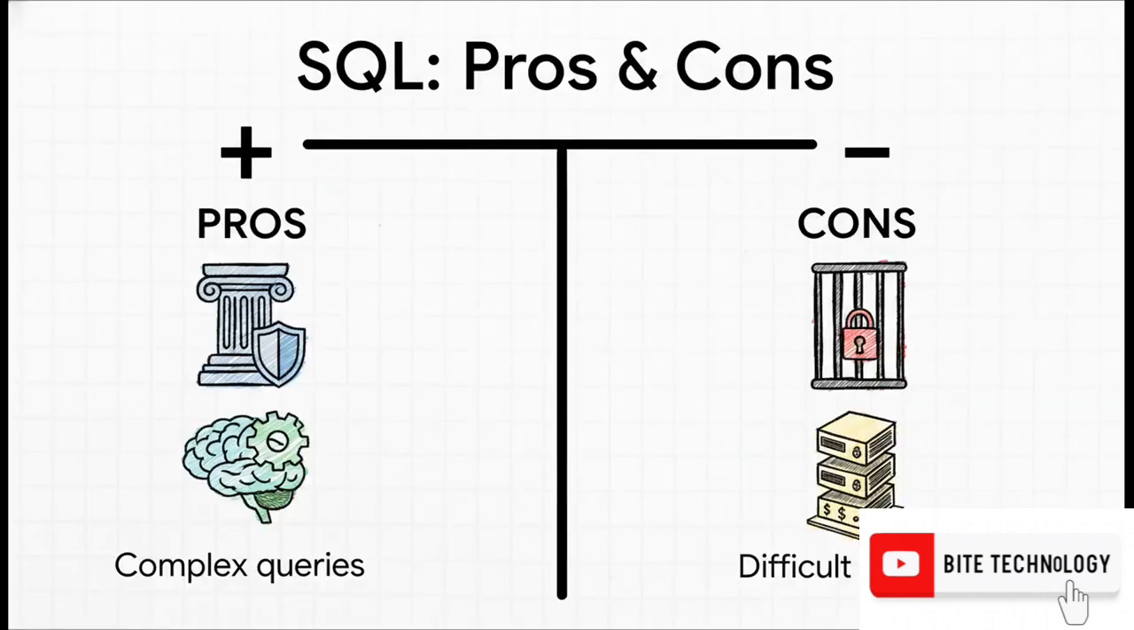So let's just lay it all out. The pros for SQL? Its consistency is unmatched. You can trust it, and it's a technology that's been proven for decades. The downside? That rigid structure can really be a pain sometimes. And trying to scale up by buying bigger hardware can get incredibly expensive fast.